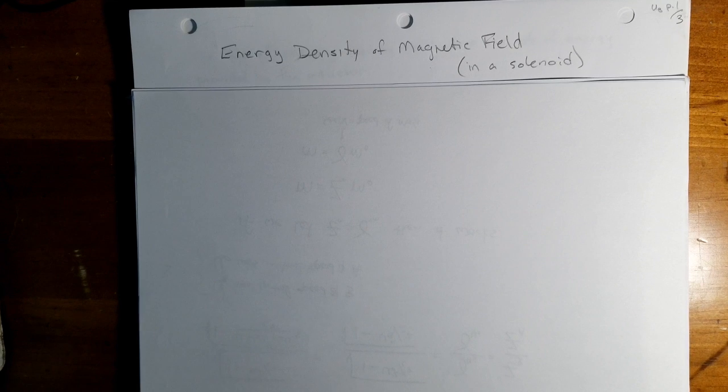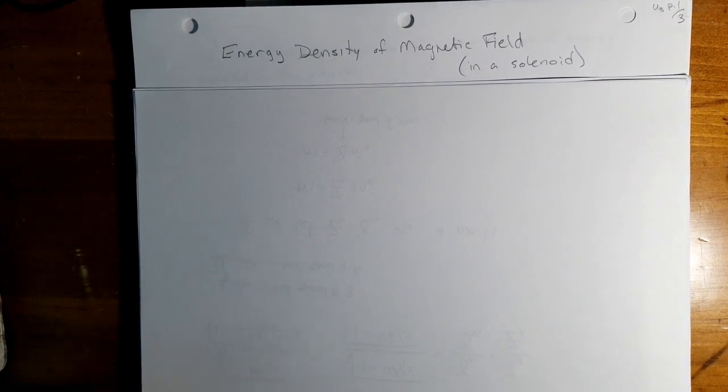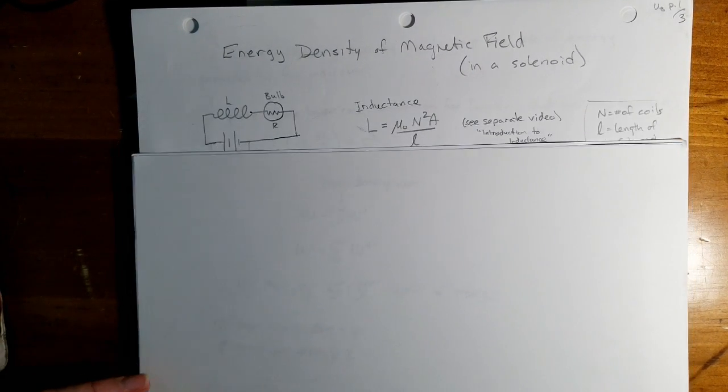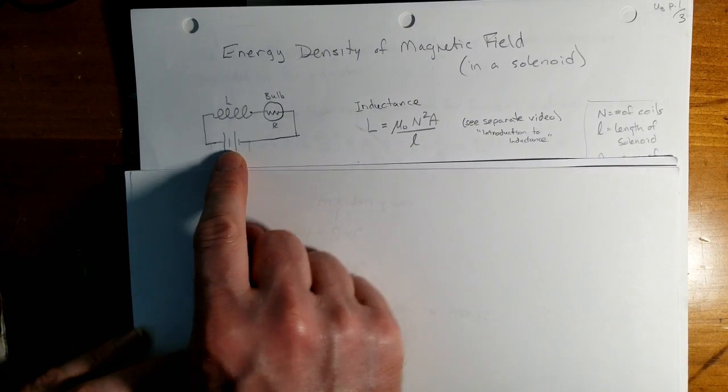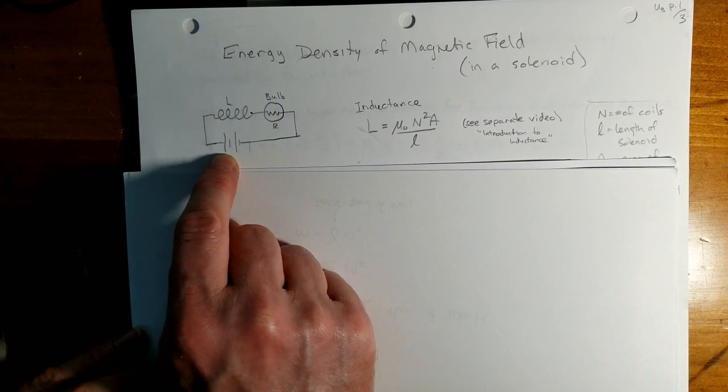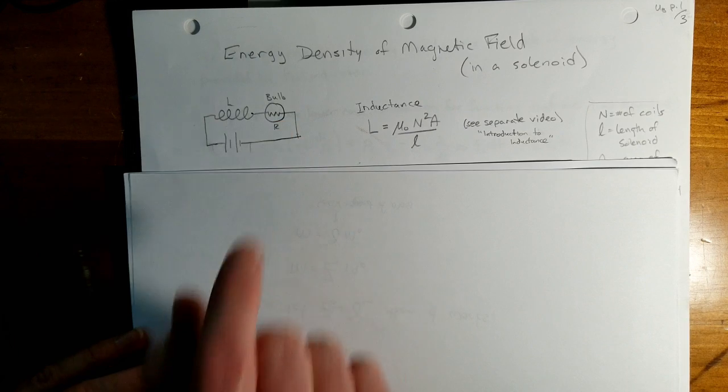Let's take a look at the energy density of a magnetic field in a solenoid. So we're going to look at this particular circuit right here. I have some sort of DC power supply with an inductor and a bulb.